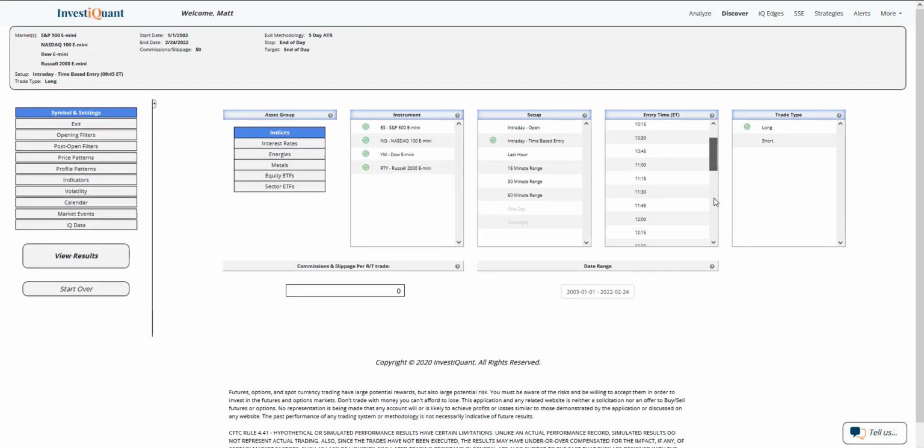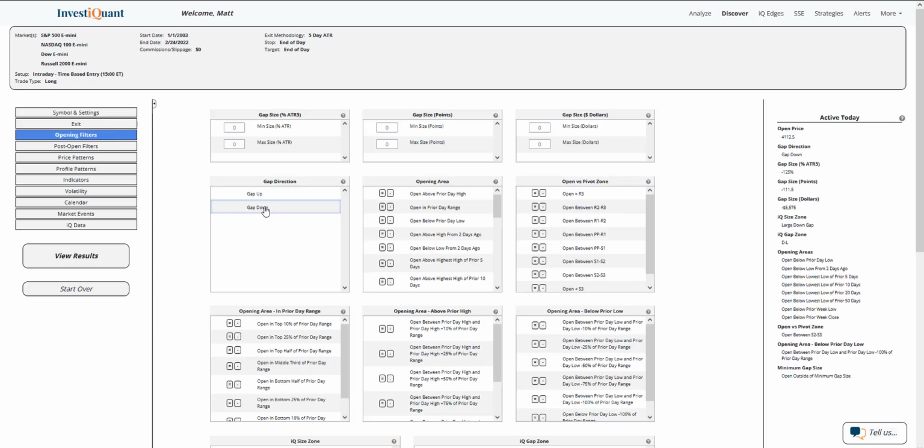We'll see what that pattern has led to in a similar market environment. So we're going to be using a time-based entry that gets long at 3 o'clock. It'll exit at 4:15 p.m. Eastern time. Now we've got a gap direction for down here, gap down. I can add gap below the prior day low, but I'd rather keep as many samples as possible, so I'm not going to use that. But that's something you can look at on your own if you're interested.